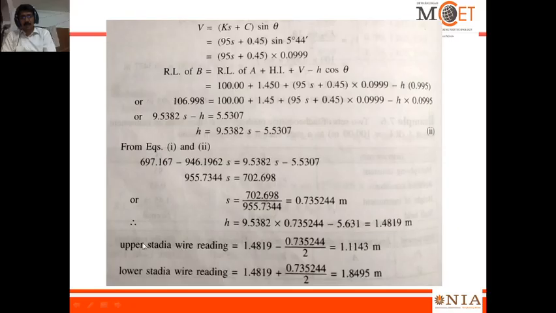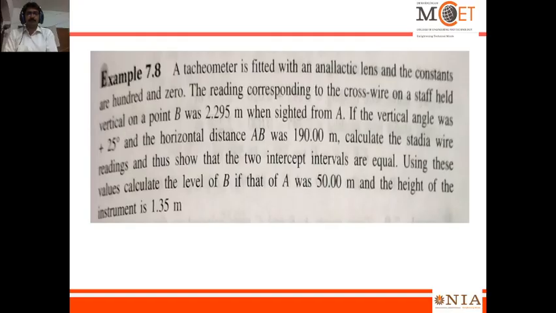But here see, upper stadia wire, but in our eyepiece it looks like the bottom, and in the staff it will be the top. So the term here, upper stadia wire, denotes the lower reading. Lower stadia wire reading denotes the upper reading, right? So this is the way you can calculate. This way all problems can be asked, right? And we will see one more problem.